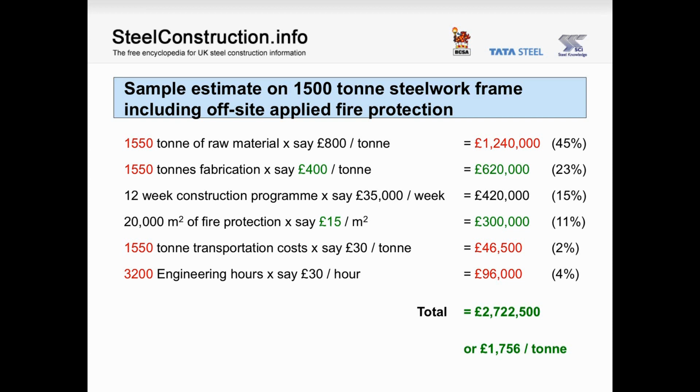We're transporting an additional 50 tonnes, so the transportation costs have increased slightly, and we've had to do some additional design work to simplify the fabrication, so that's increased from 3,000 hours to 3,200 hours. However, when we add up all of our costs, an additional 50 tonnes of steel has resulted in our total cost reducing from just under £3 million to just over £2.7 million, and our rate per tonne reducing from £1,963 to £1,756.